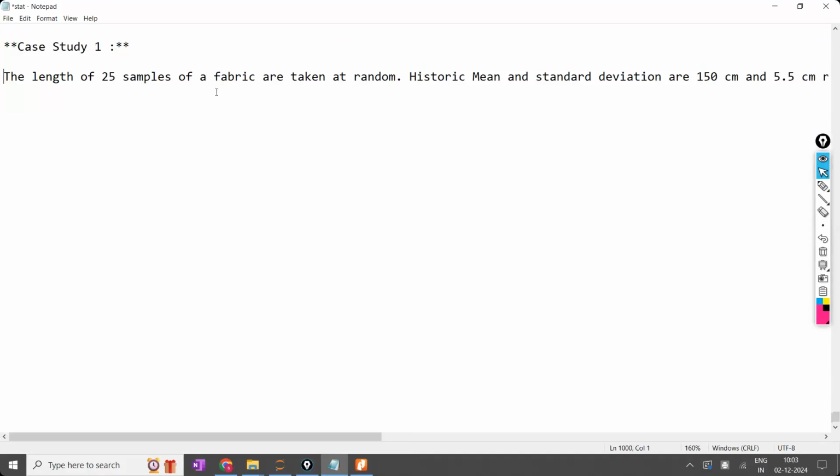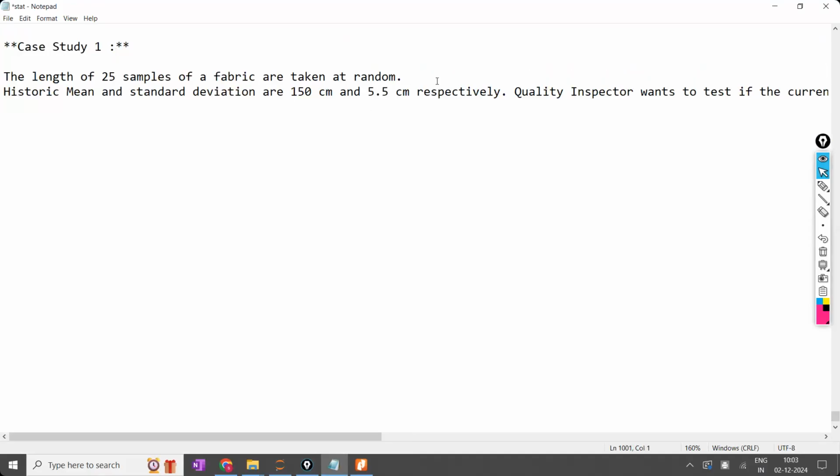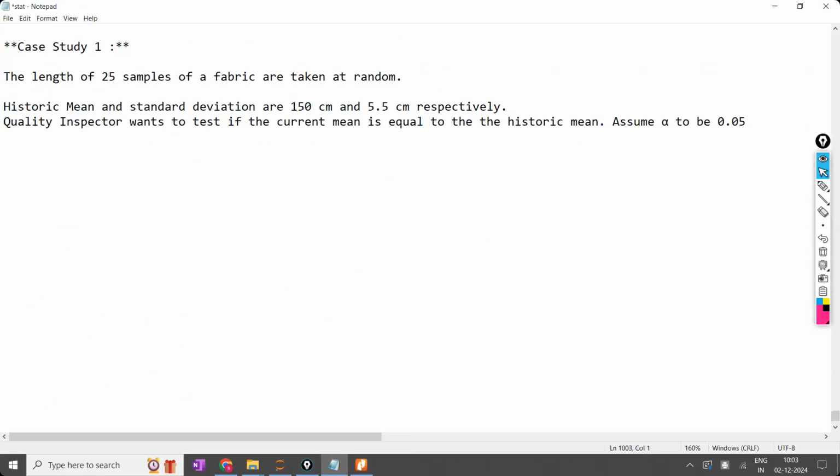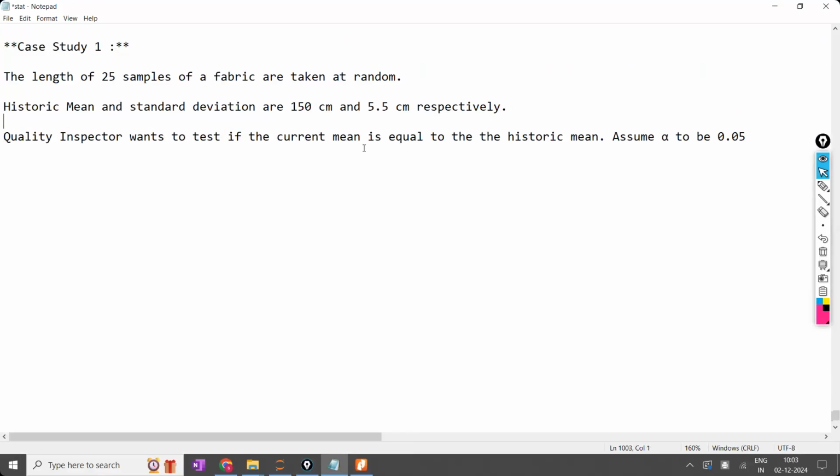Length of 25 samples of fabric are taken at random. Historic mean and standard deviation are 150 and 5.5 centimeters. Quality inspector wants to test if the current mean is equal to the historic mean, assuming alpha is equal to 0.05.